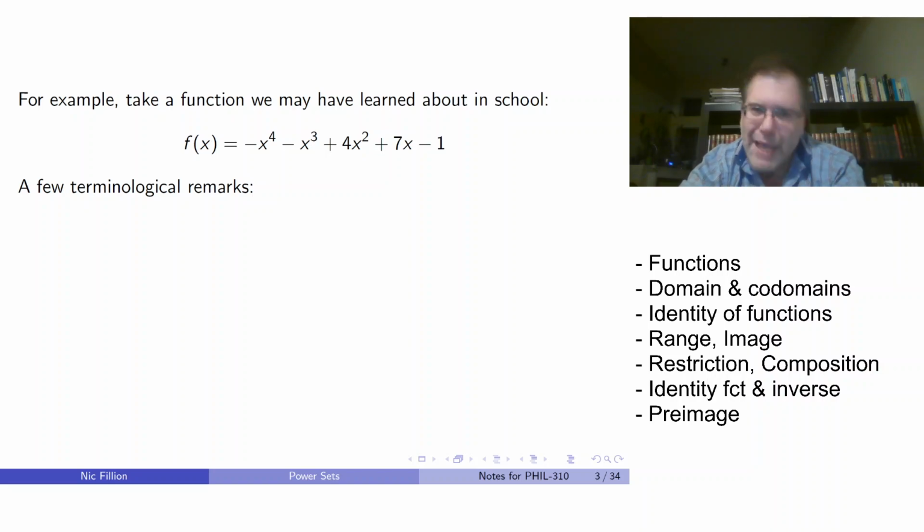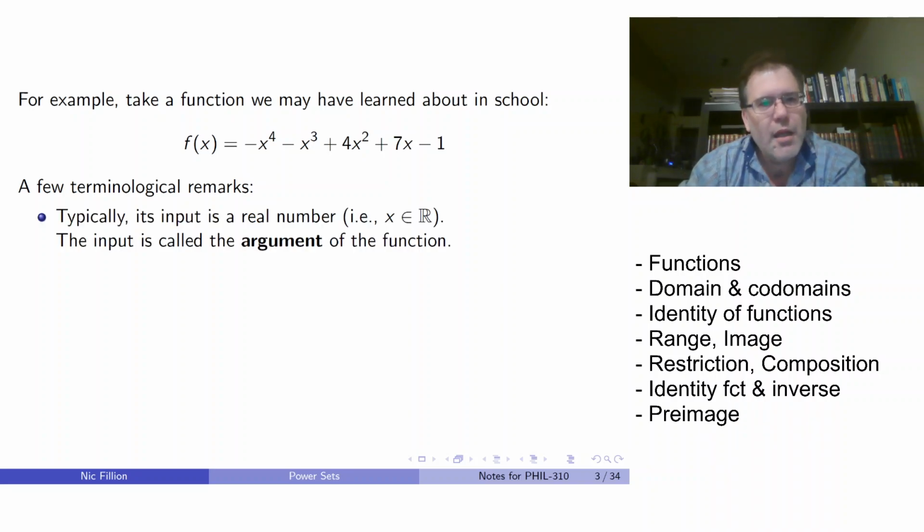So let's start with the basic terminology that we are going to use in order to talk about a function. So typically a function is going to take an input. For that particular example, it's typically going to be presented as a function that takes as input a real number, unless you learn about that function at the university level, where perhaps you've seen it as taking as input complex numbers instead. But if you've learned about functions like that in school, it's typically going to be a real number. And that input is called the argument of the function.